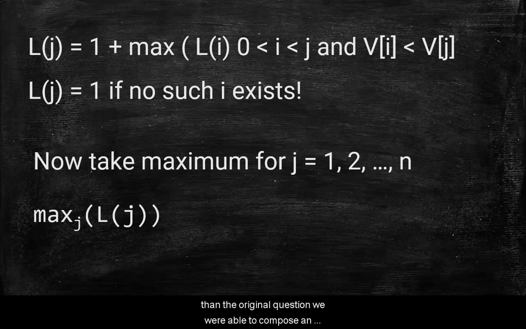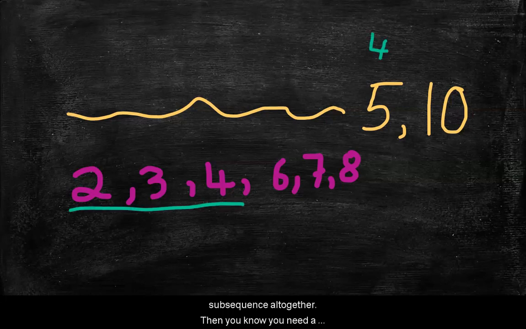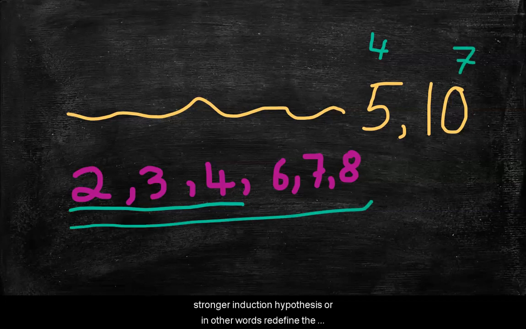By redefining our subproblems to be stricter than the original question, we were able to compose an algorithm to solve the whole problem. You might be asking yourself when to use this technique. One hint could be that you start with the weaker induction of just reducing the size of the list by 1. But if you can come up with a counterexample, like you have here, that knowing the longest increasing subsequence ending in 5 is 4 numbers long doesn't help you to get the answer for the longest increasing subsequence altogether, then you know you need a stronger induction hypothesis.